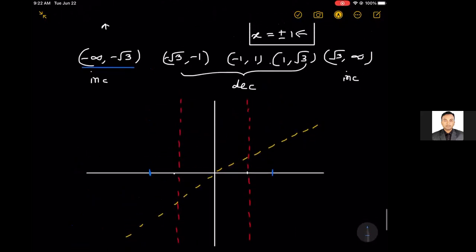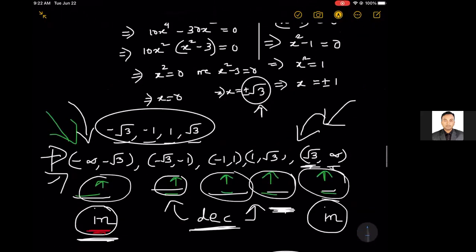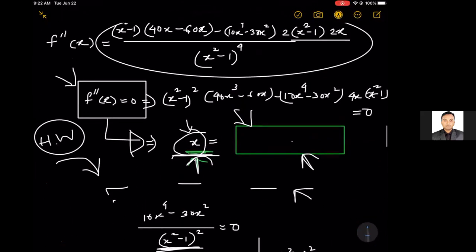And now your job is to find how it's behaving in those intervals. And if you remember, the second derivative was, here you go. This is the second derivative, right? Now you just need to find how it's behaving in those intervals. In other words, you just need to plug in values from those intervals and check whether it's greater than 0 or less than 0. Okay, so let's try one by one.